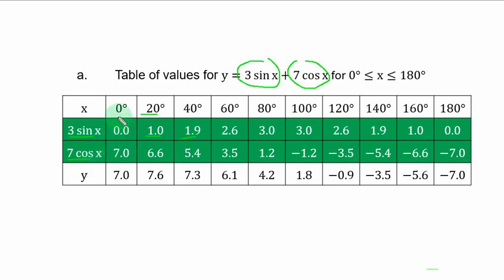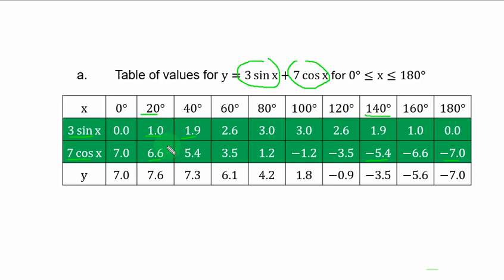You check cos 0, that is 1 times 7, you have 7. You check cos 20 degrees, multiply it by 7, you have 6.6 to 1 decimal place. You check cos 140 degrees, multiply it by 7, you have minus 5.4. You check cos 180 degrees, you have minus 1. Minus 1 times 7, you have minus 7. You can check for others.